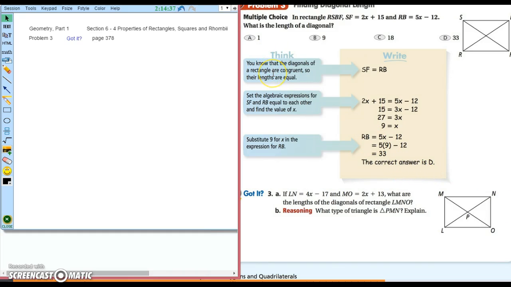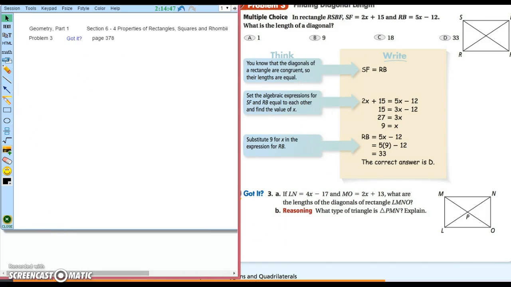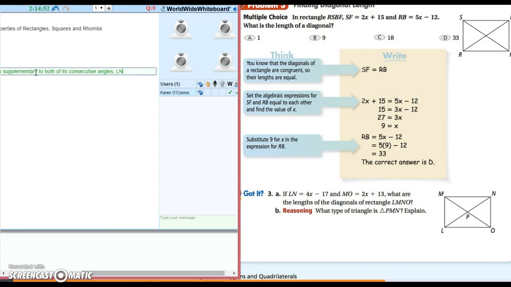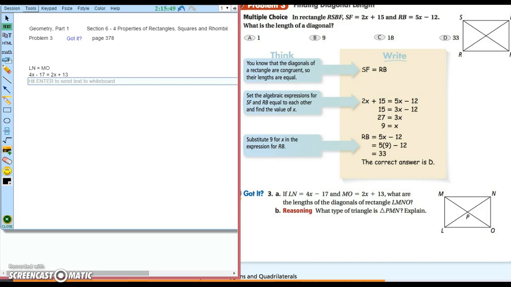Up here, the first step: LN is equal to MO. That means that 4x minus 17 should equal 2x plus 13. So if we subtract 2x from both sides, 2x minus 17 equals 13. And if we add 17 to both sides, 2x equals 30, which means x equals 15 when we divide by 2.